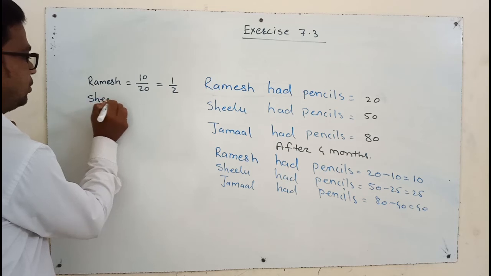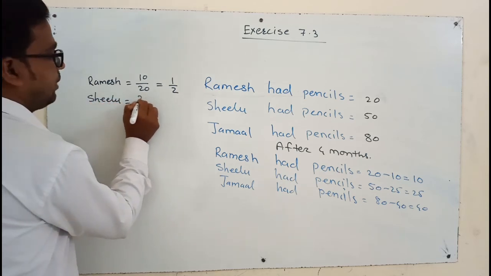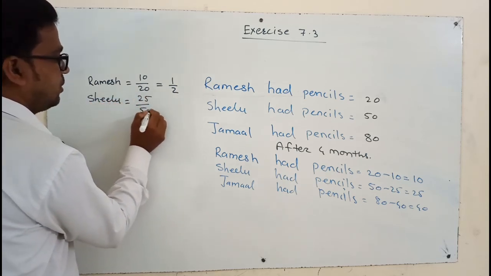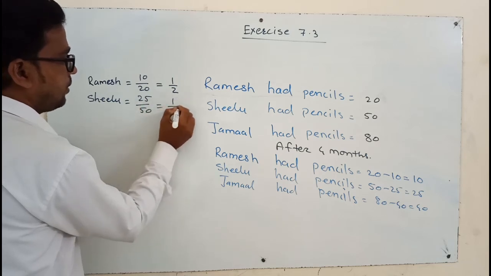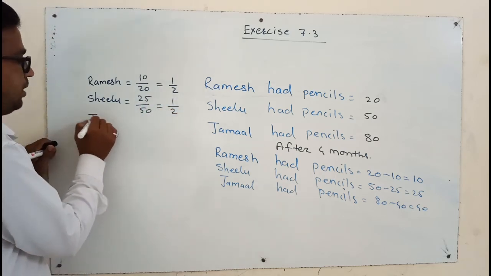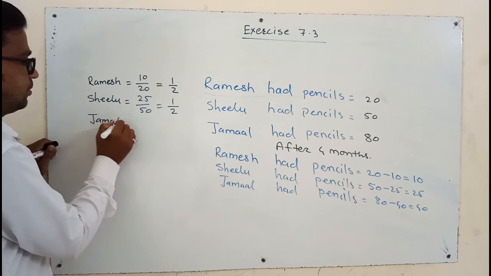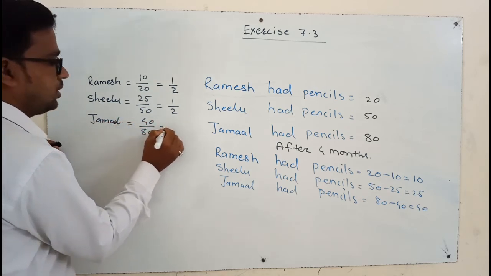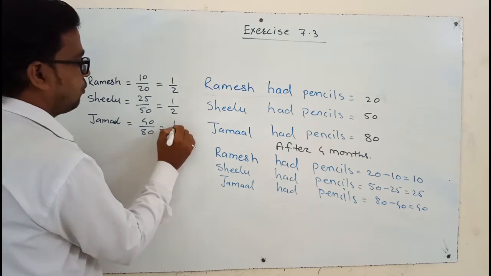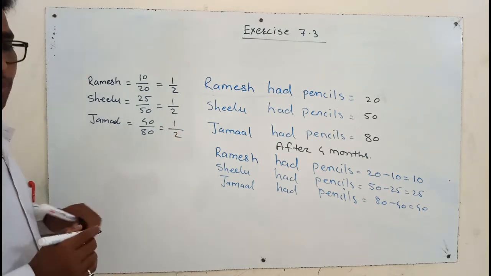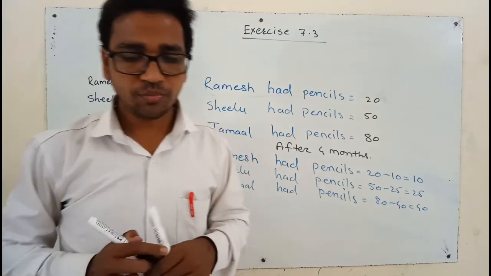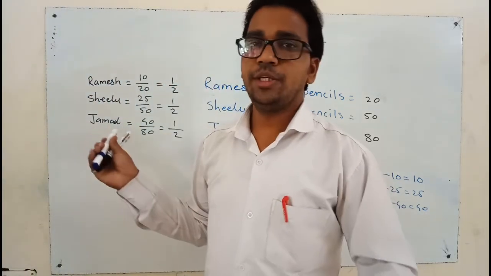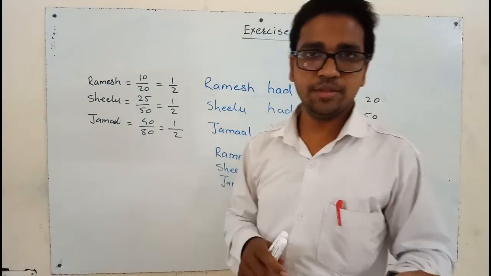Shilu used 25 pencils from 50 pencils. So 25 ones are 25 and 25 twos are 50. And Jamal used 40 pencils out of 80 pencils. So it is 40 by 80, which means 1 by 2. So they used up half of their pencils.